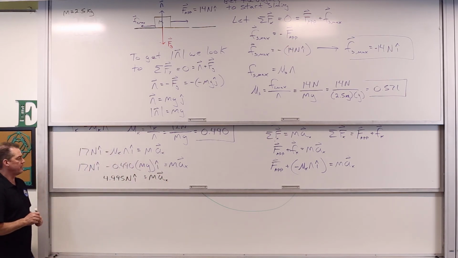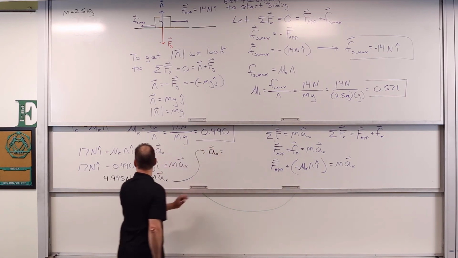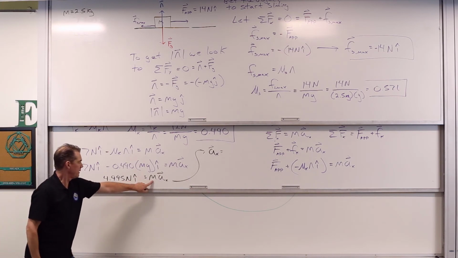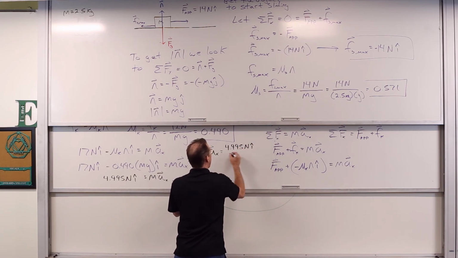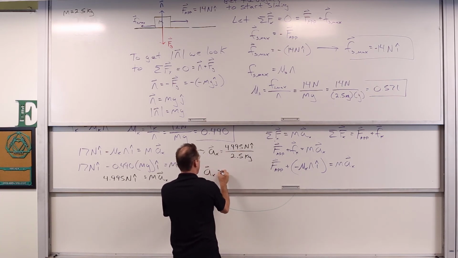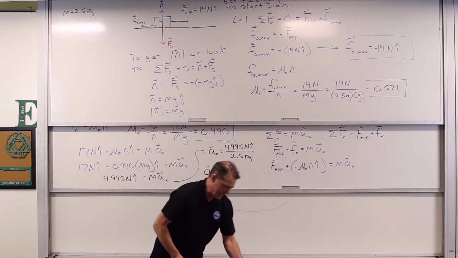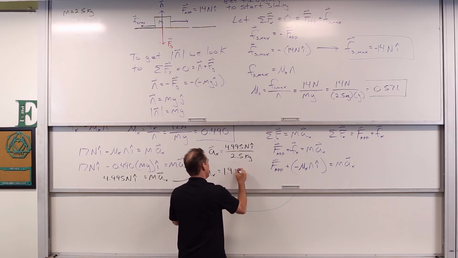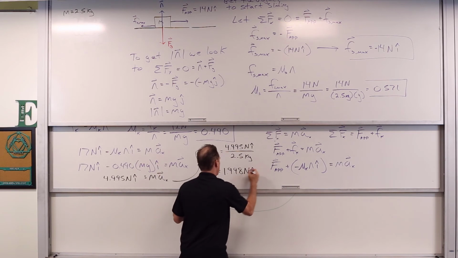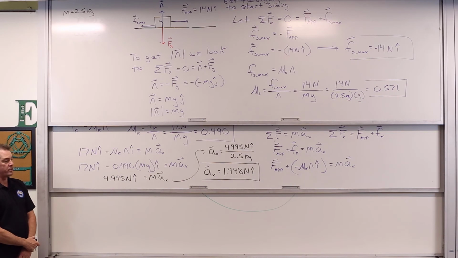So what ends up being the case here? a sub x i-hat must be equal to this divided by this. We've got 4.995 newtons i-hat divided by 2.5 kilograms, which gives us that a sub x i-hat is going to be equal to 1.998. Let's just call it 2.00. That would be the acceleration of this object.